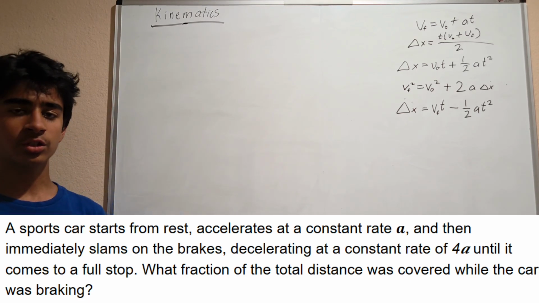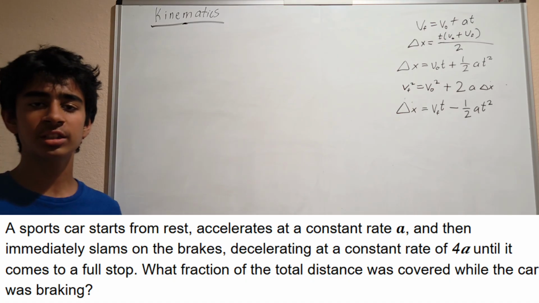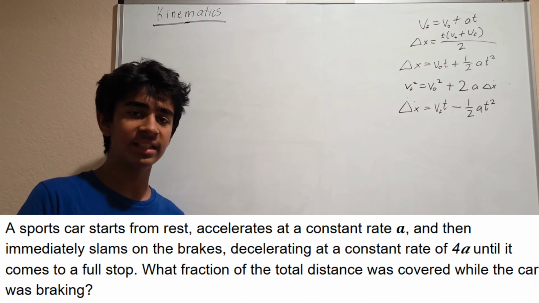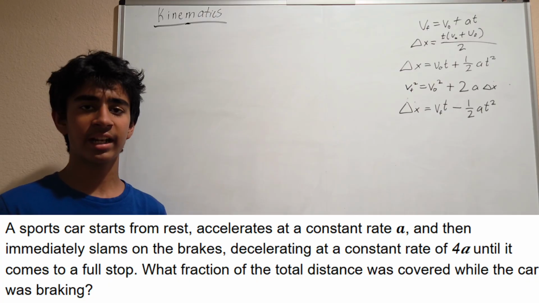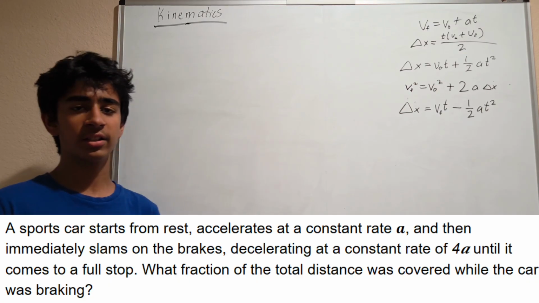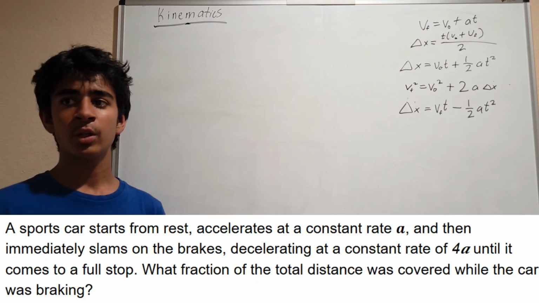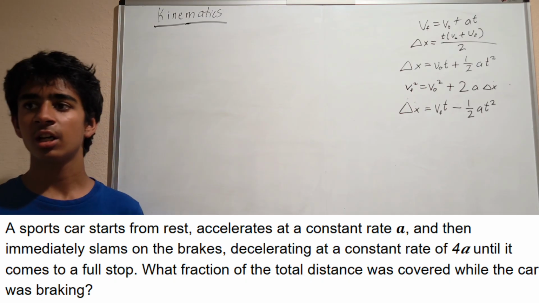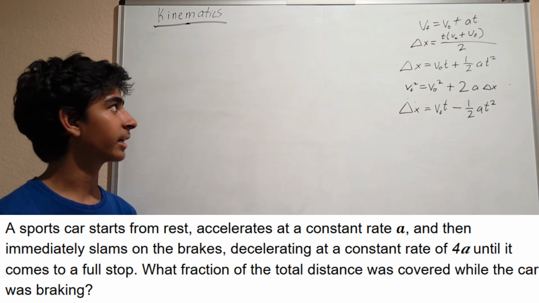A sports car starts from rest, accelerates at a constant rate a, then immediately slams on the brakes, decelerating at a constant rate of 4a until it completely comes to a stop. What fraction of the total distance was covered while the car was braking?